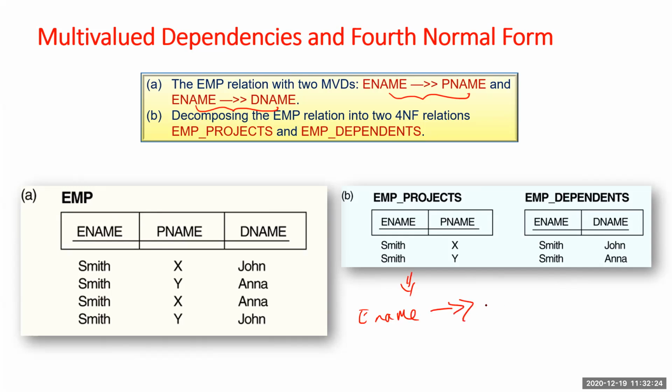Check whether this is a trivial MVD. If it is a trivial multivalued dependency, then we assume that it is in 4NF. There is no harm in keeping a trivial MVD. So now just check it. What is the rule? Y should be a subset of E name. It is not. Or X union Y is equal to R. Yes, E name, P name is actually the relation. X union Y is equal to R. That is EMP projects, in which I have only two attributes, X and Y. In the same way, I can check for D name. These two I call trivial multivalued dependencies. So now the figures, EMP projects and EMP dependents, are in 4NF, fourth normal form.